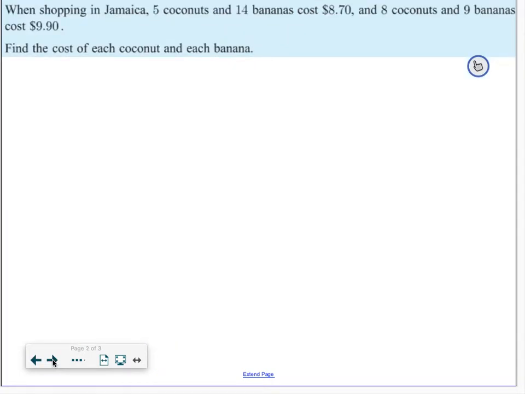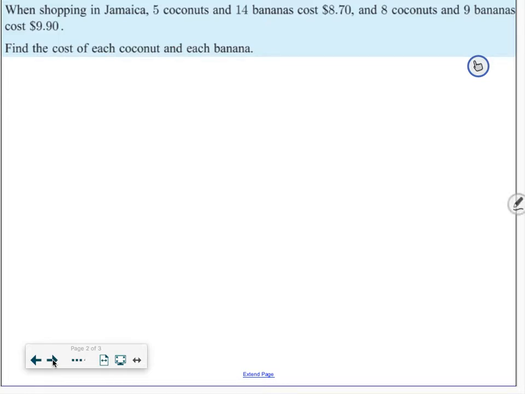Since our unit's dealing with money, our second problem and third problem will deal with money. When shopping in Jamaica, 5 coconuts and 14 bananas cost $8.70, and 8 coconuts and 9 bananas cost $9.90. Find the cost of each coconut and each banana.